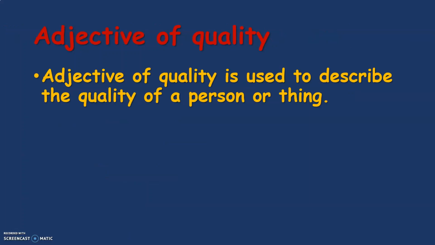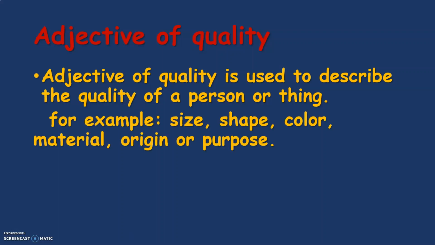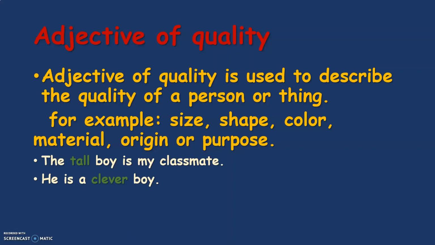First is adjective of quality. Adjective of quality is used to describe the quality of a person or thing. For example, size, shape, color, material, origin or purpose. The tall boy is my classmate. So in this sentence, tall is the quality of the boy. He is a clever boy. In this sentence, clever is the quality of boy. Sarah is a beautiful girl. Here in this sentence, beautiful is the adjective of quality.